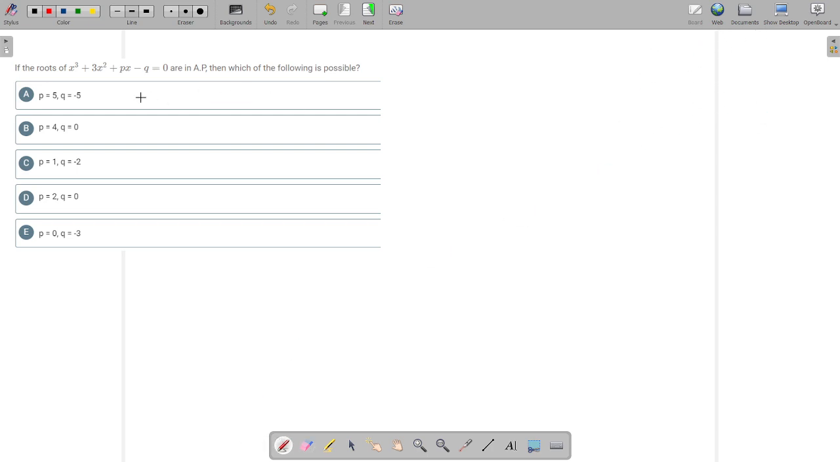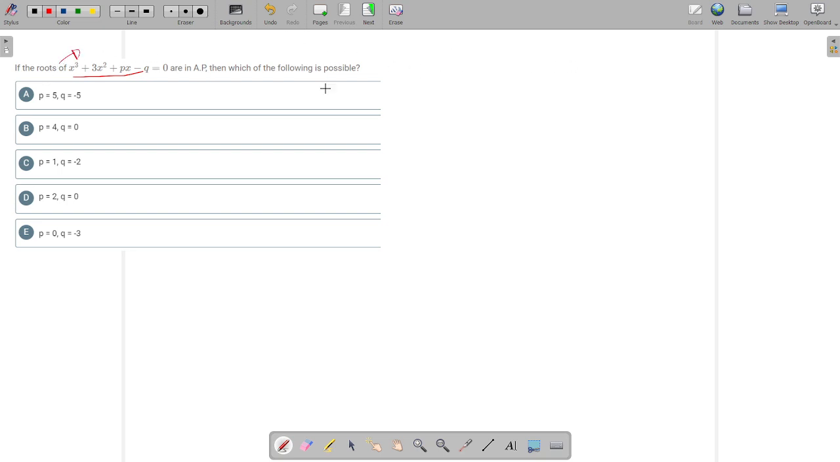Okay. So starting with this question: if the roots of x cube plus 6x square plus px minus q are in AP, then which of the following is possible? So which of the following p's and q's are possible? This is the question. So we have a cubic equation and the roots are in AP. Three roots there will be.